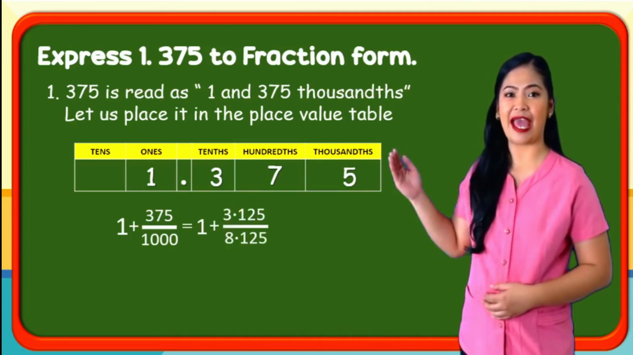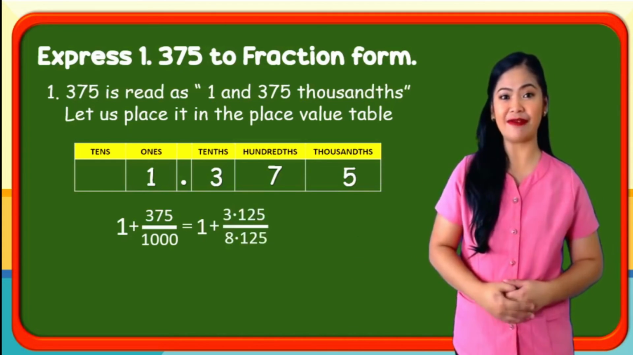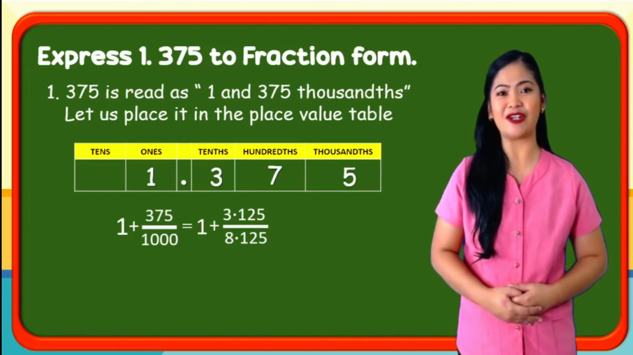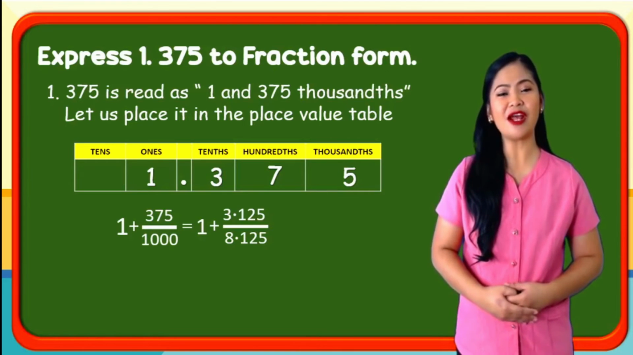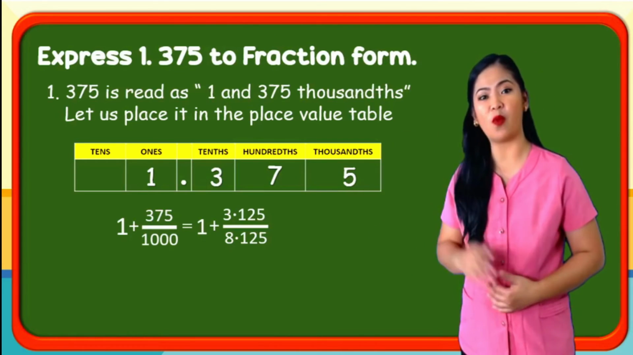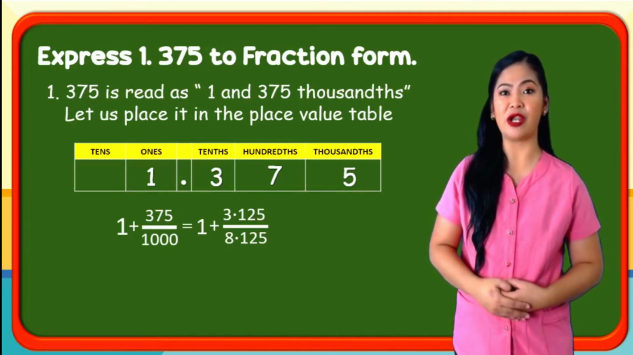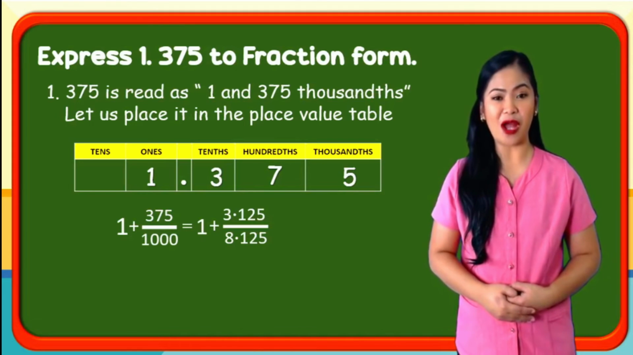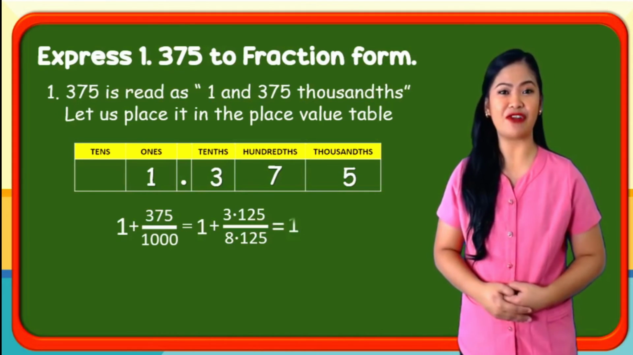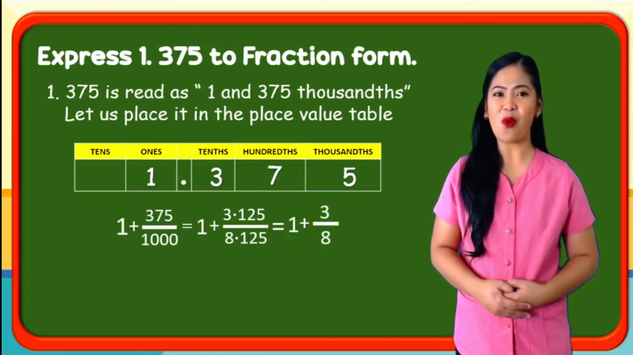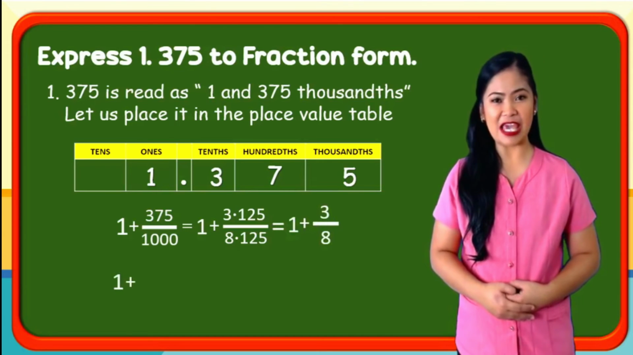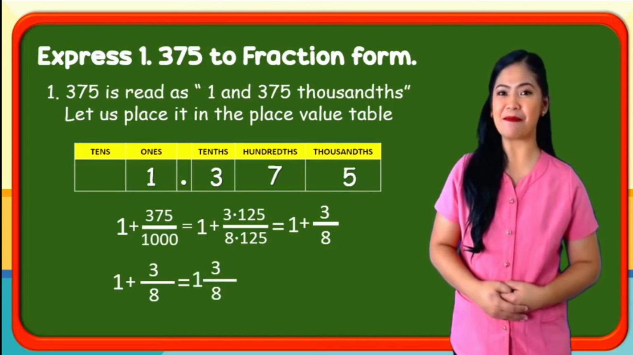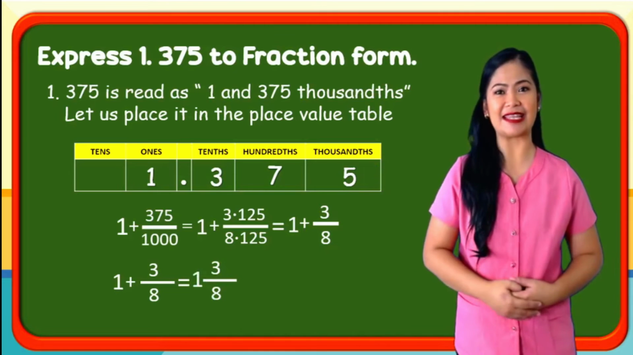375 can be factored out as 3 times 125, and 1,000 can be factored out as 8 times 125. 125 on the numerator and 125 on the denominator, when divided, will just be equal to 1. So, what will remain is 3 over 8. Therefore, 1.375 is equal to 1 plus 3 over 8, or simply 1 and 3/8.